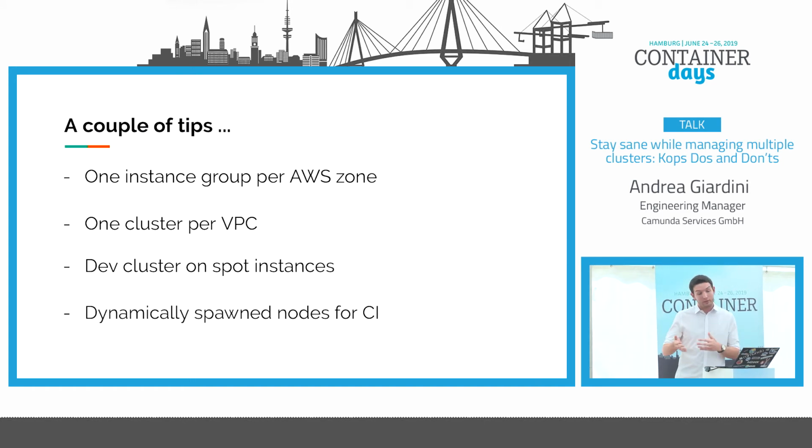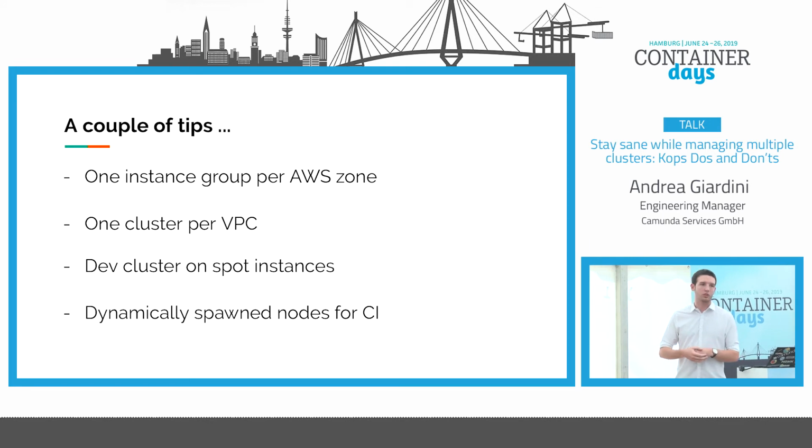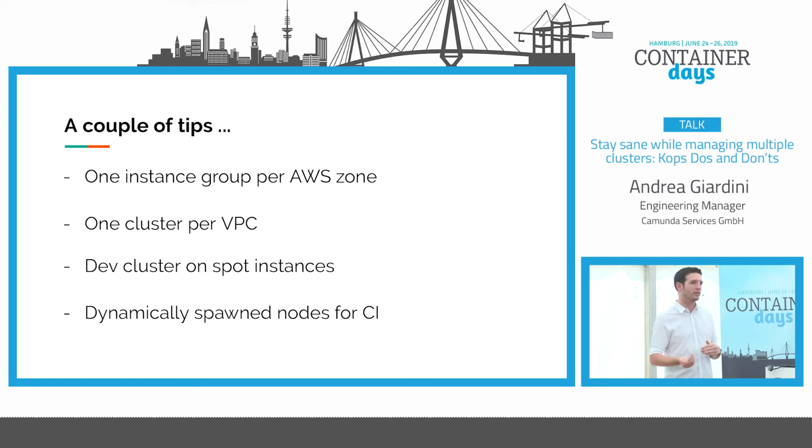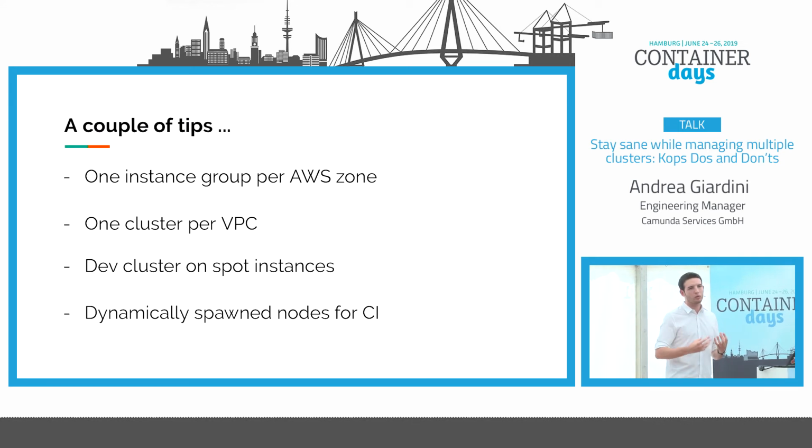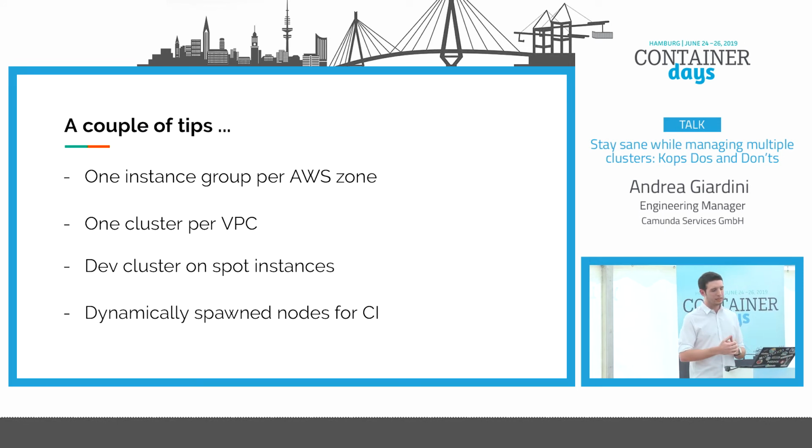Yeah, and you can even have some dynamically spawned nodes for CI. What we do is that we have a dedicated availability group, a dedicated instance group for our CI, where we have very powerful machines with a lot of memory, a lot of CPU, and so on. And we just have that group of instances run our CI and CD jobs, which are quite CPU and memory intensive.